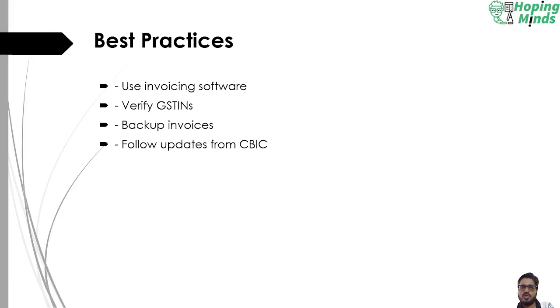Best practices. Use invoicing software so as to enable you to keep a record of your invoices generated and raised. Then verify GSTIN before issuing any invoice. It is always advisable to verify the GSTIN of the buyer from the GST portal. Then backup invoices. Always keep a backup of the invoices raised. And follow updates from CBIC. That is, any latest release or notifications or directions by the CBIC must be regularly followed.